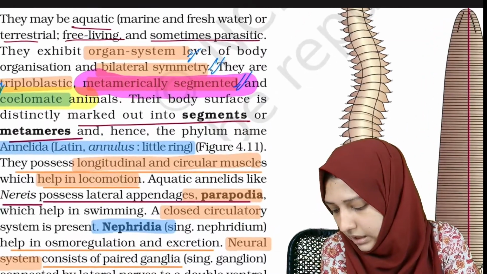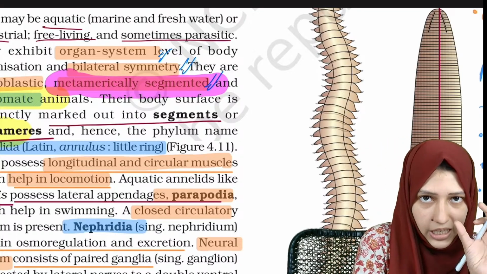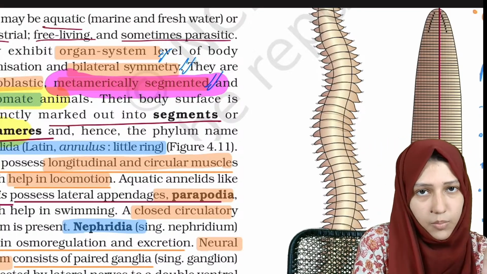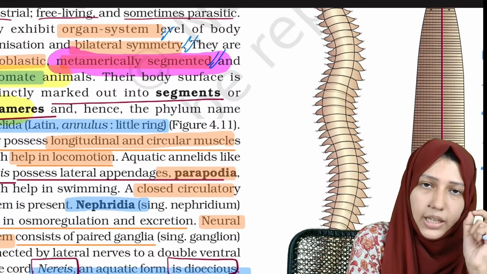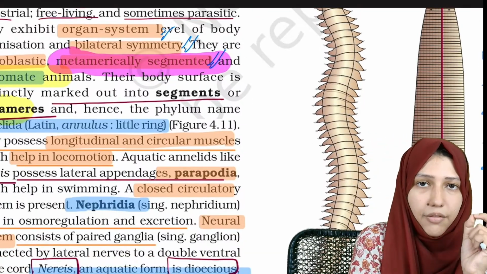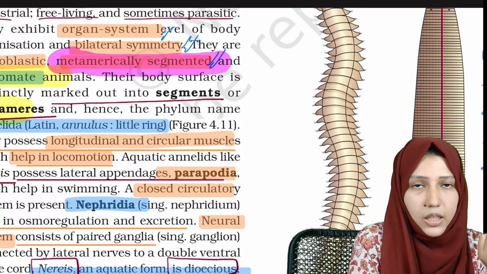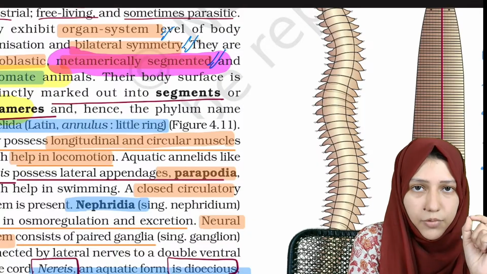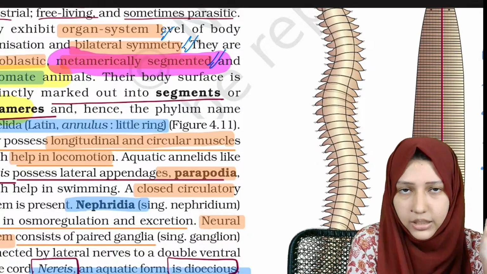Okay. And metameres are present, and the name Annelids means little ring because of the metamerism. Okay. And they also possess longitudinal and circular muscles. They have longitudinal and circular muscles which is helpful for their respiratory processes. Okay, which is helpful for their breathing. Respiratory muscles are longitudinal and circular.